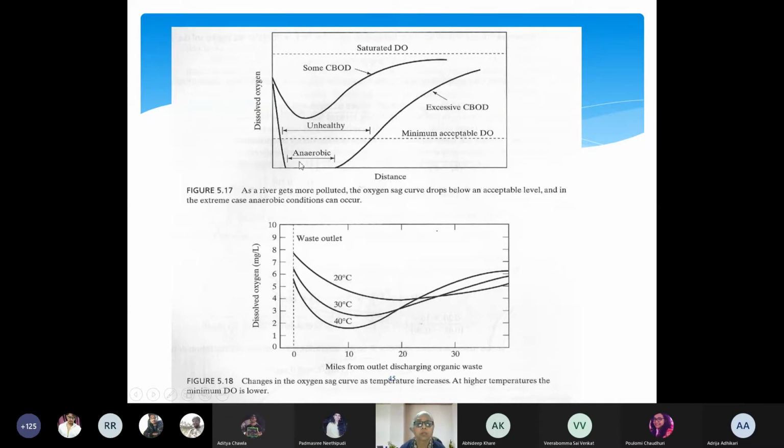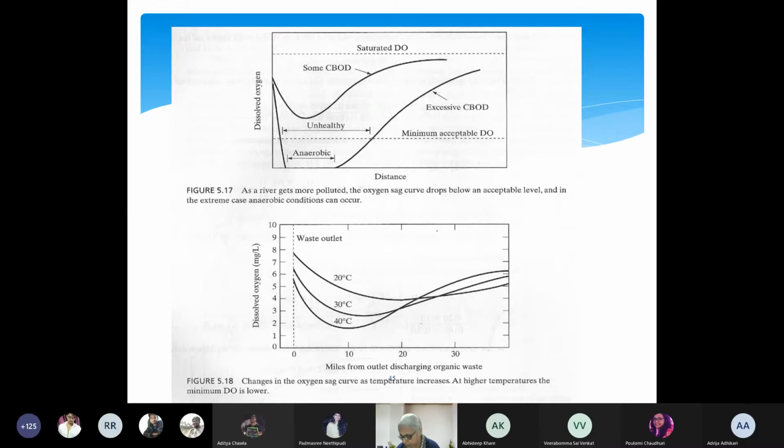Then we come to the recovery point, and this is the self-purification part of the curve. As long as the loading of organics to the river is not very high, the river will recover naturally and purify itself. And that's why for thousands of years, people have been able to throw wastewater into the river and the rivers purify themselves. That's why they are acceptable to people and so on.